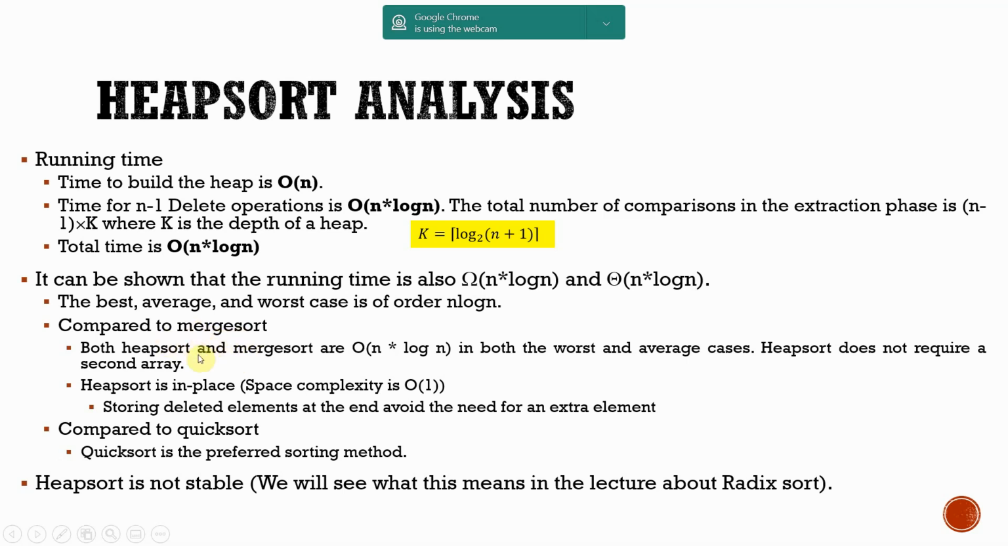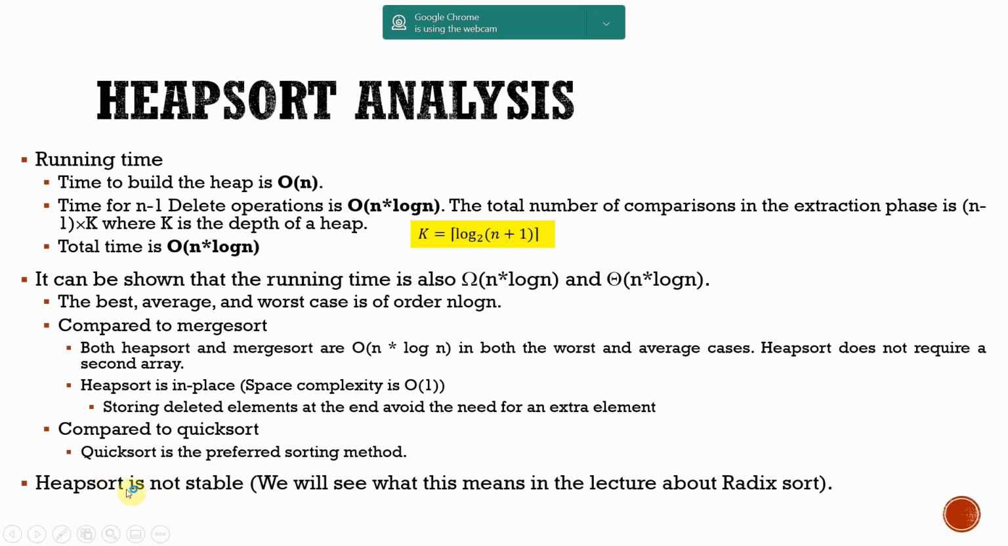Compared to merge sort, both merge sort and heap sort are of order n log n, but heap sort is in place, and its space complexity is basically order of 1, because we store the deleted elements at the end, right? So we avoid needing extra memory. Usually quick sort is a preferred method over heap sort.